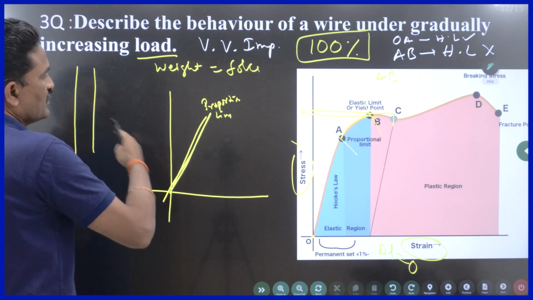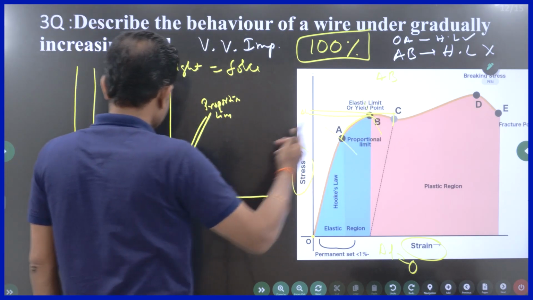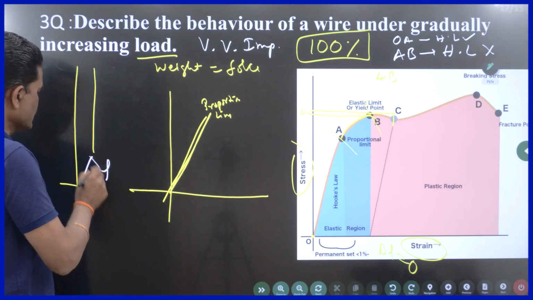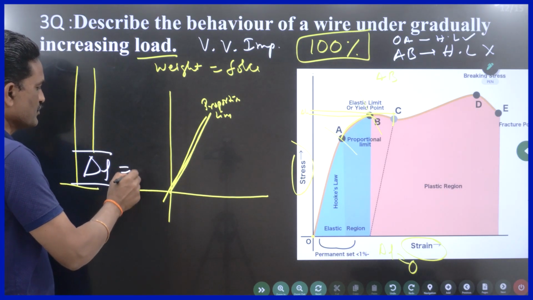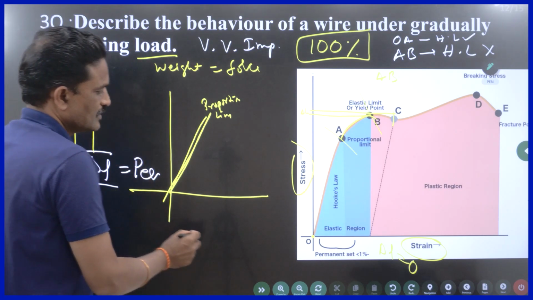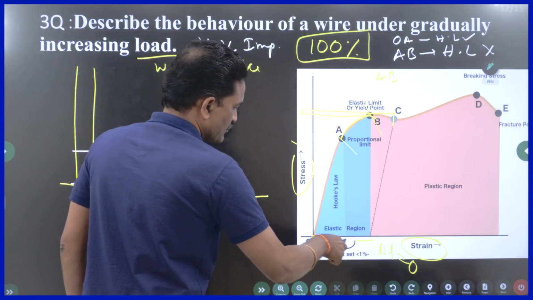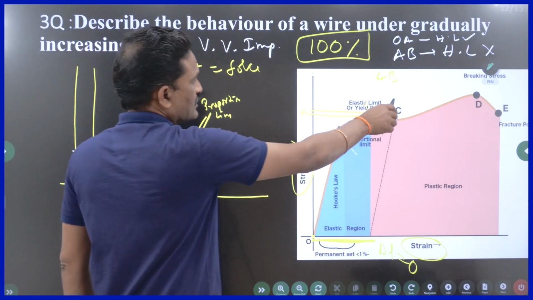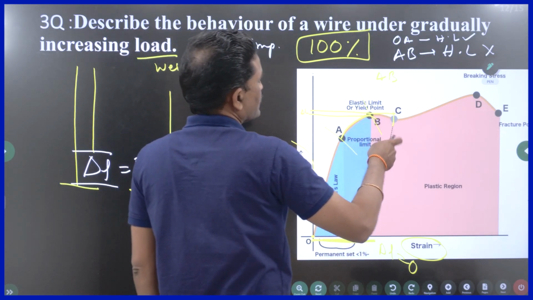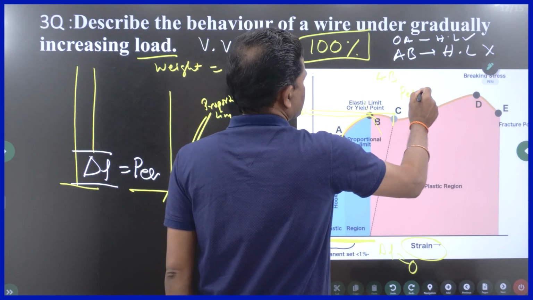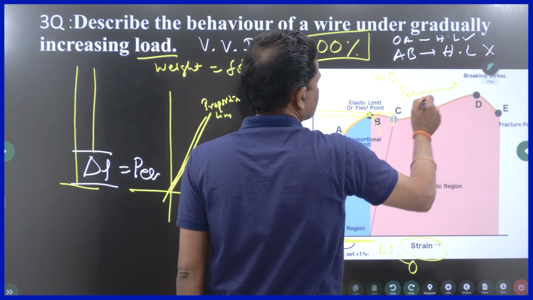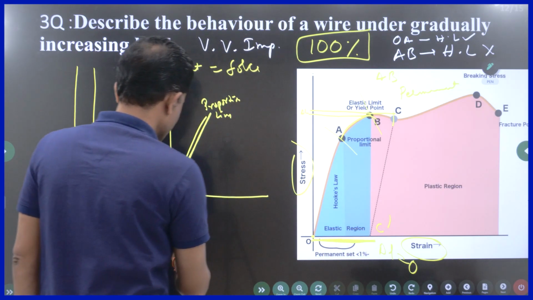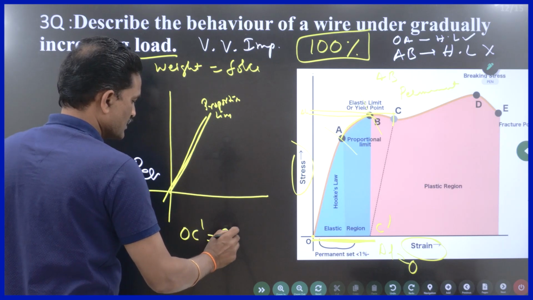So even if I remove the weights at this point, instead of coming back to the original length, there is some increase. This increase is delta L. This is permanent. So this indicates permanent elongation. That is the reason why this point C is called the permanent set. Let us put some C prime. So OC prime is the permanent elongation.